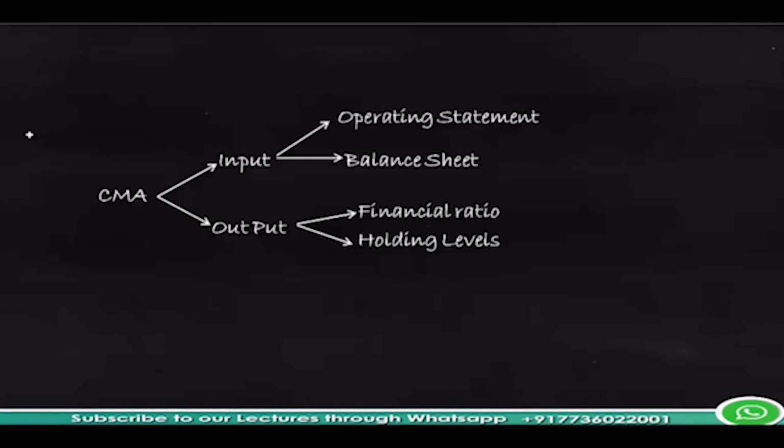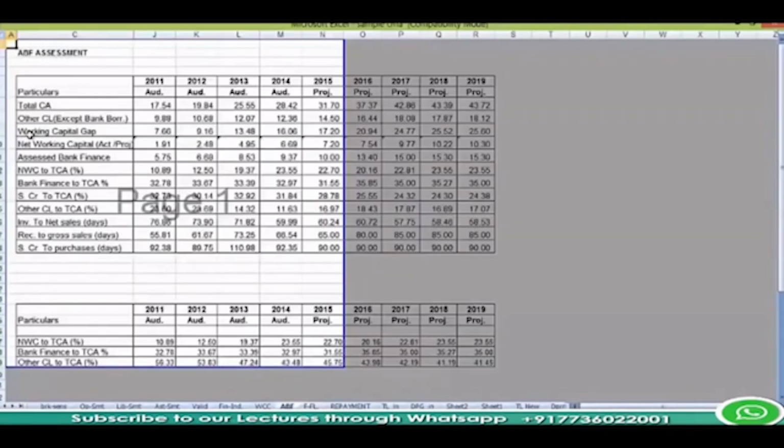Then the next output would be the ABF statement. ABF is nothing but assessed bank finance. This statement could tell the bank what could be the possible borrowing requirement for the customer for working capital. This statement would take the information from the balance sheet, and finally it would do various calculations and tell the bank what could be the assessed bank finance, that is, what is the eligible working capital finance for this particular customer.